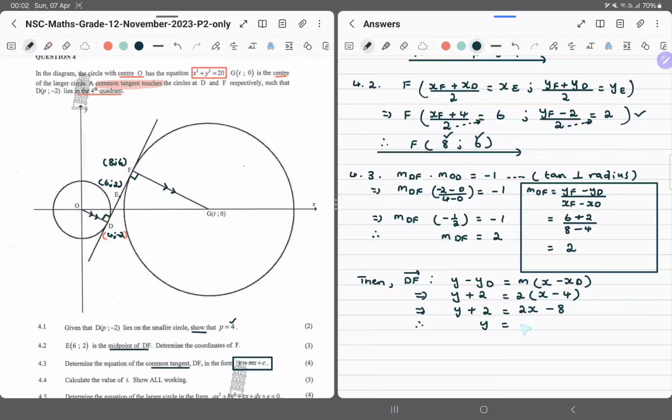Therefore, y is going to be equal to 2x. Transpose that 2, we get -10. That is our equation. Nice and easy.